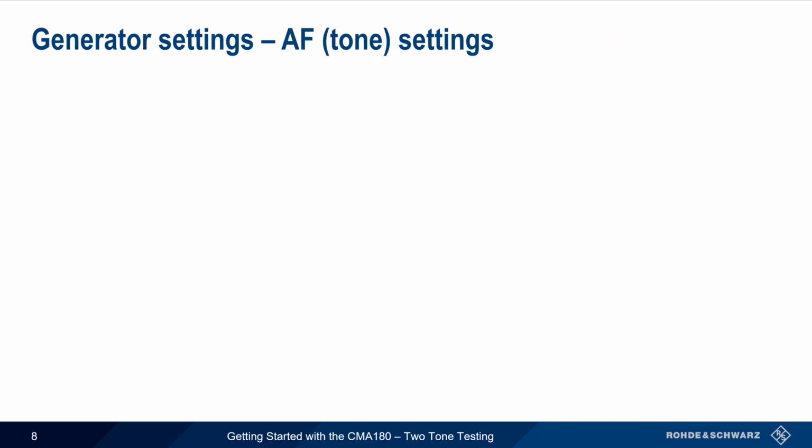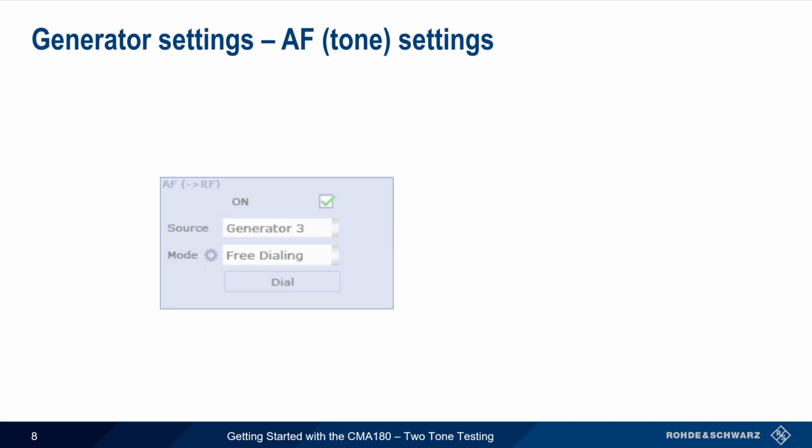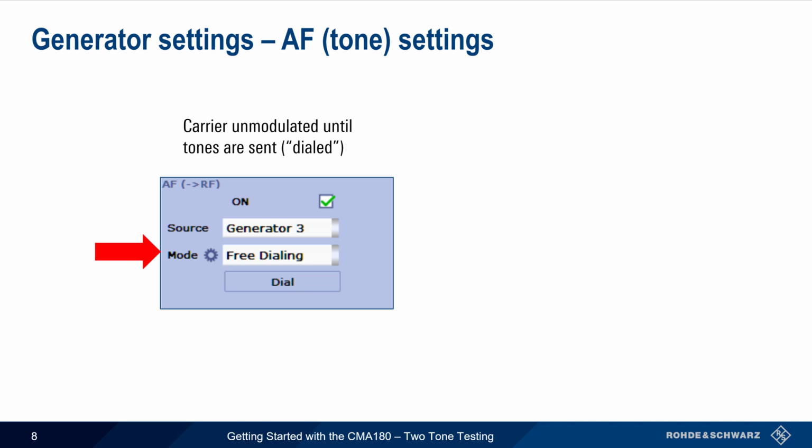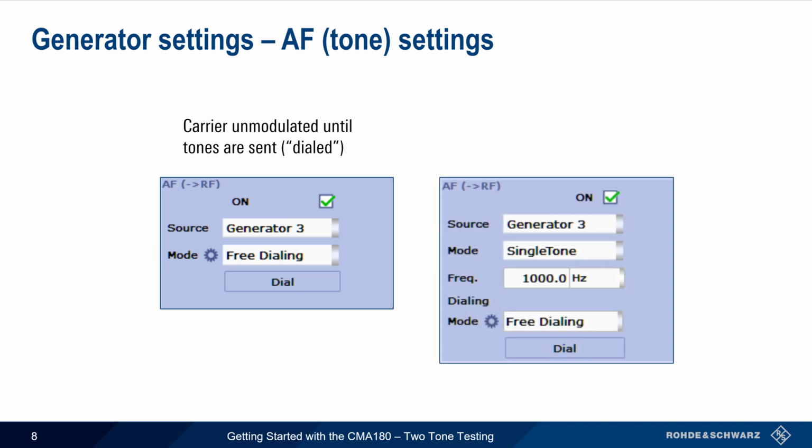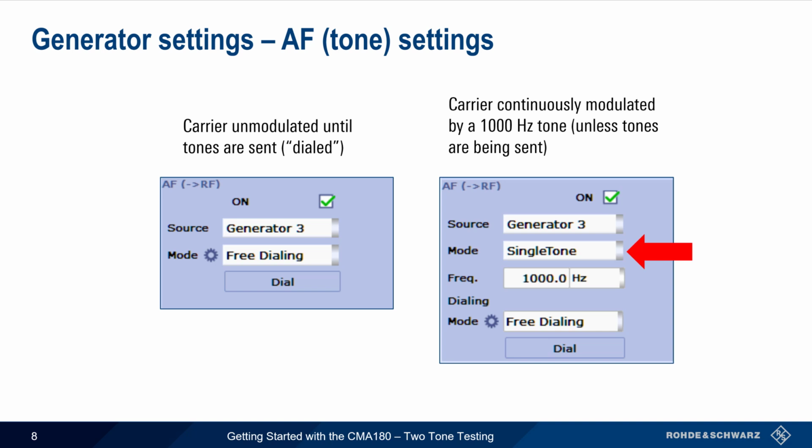Below the RF settings are the AF settings. If mode is set to free dialing, then the carrier is unmodulated except when the tones are manually sent or dialed. Alternatively, the mode can be set so that various types of audio modulation are applied to the carrier. For example, here a 1000 Hz tone is transmitted continuously and is only interrupted when tones are being sent. In either case, the small gear icon can be used to access the free dialing tone settings, and this is what we'll look at next.